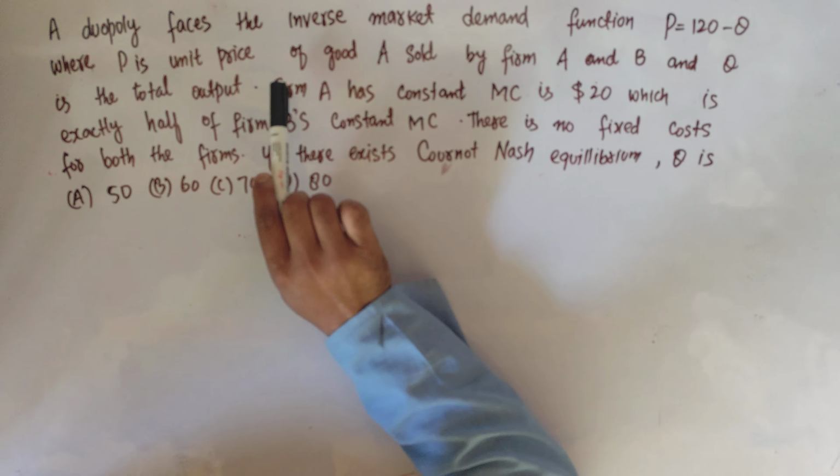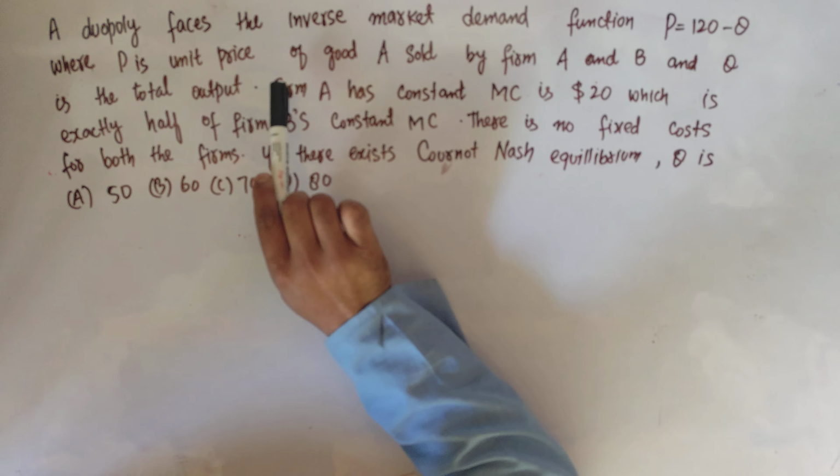Marginal cost of firm 1 is $20, which is exactly half of firm B's marginal cost. Let us denote it by MC2, that is the marginal cost of firm 2. So firm 1's marginal cost is $20, which is exactly half of firm 2's marginal cost. That means the marginal cost of firm 2 will be equal to 40, that is half of 40 is 20. There is no fixed cost for both the firms. If there exists Cournot Nash equilibrium, we need to find out the total output for this industry, which is a duopoly here.